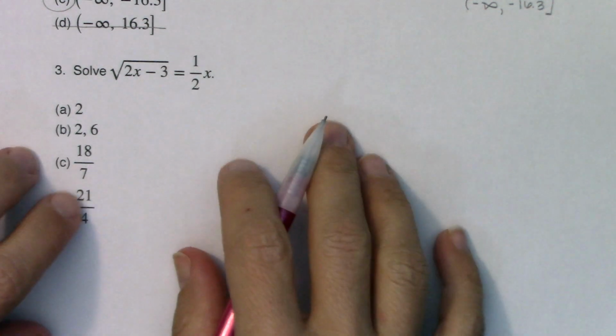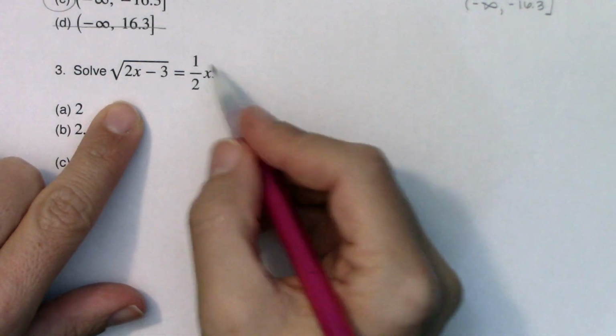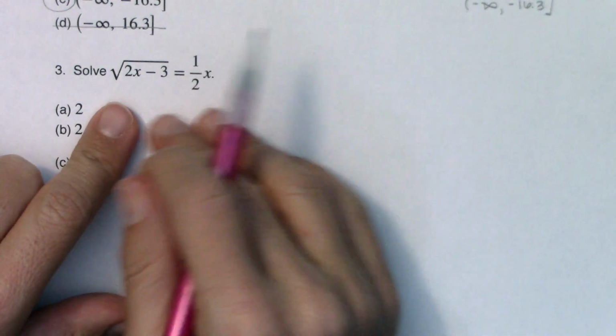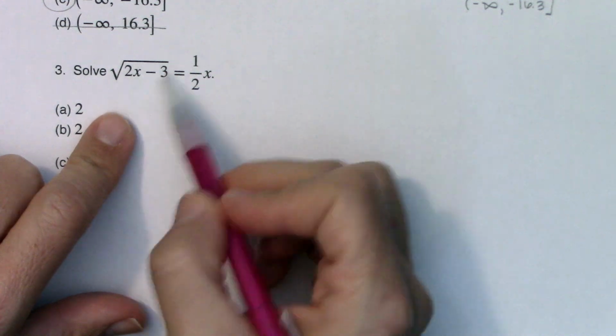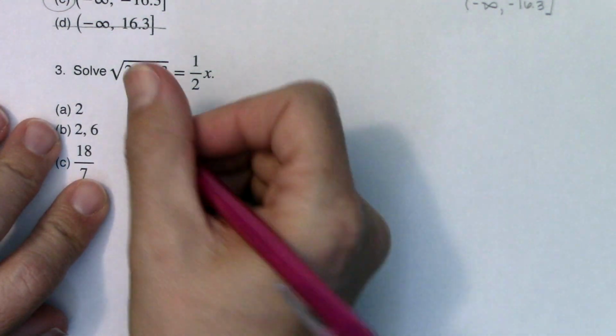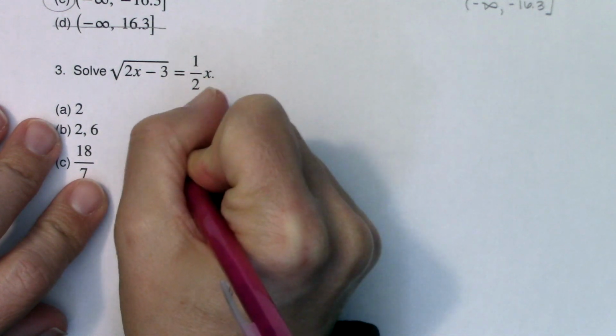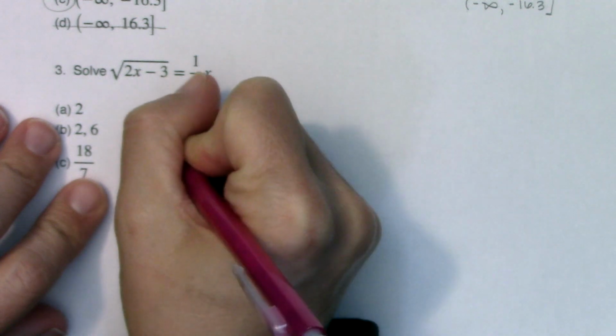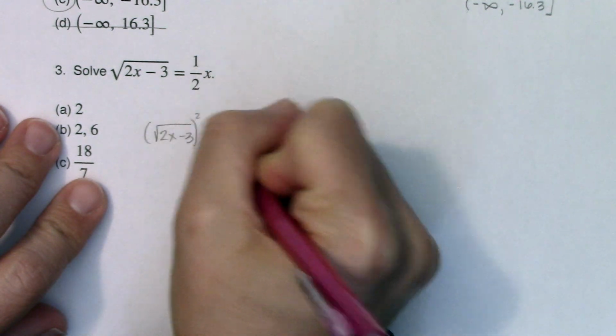So let's take a look at this radical equation with a fun little fraction here and see if we can solve for x. My strategy on things like this: if I can get rid of that radical, and in this case it's a square root, that's the first thing I'm going to do. So I'm going to take the square root of 2x minus 3 equal to 1/2 x, and in order to get rid of that square root, I'm going to square both sides.